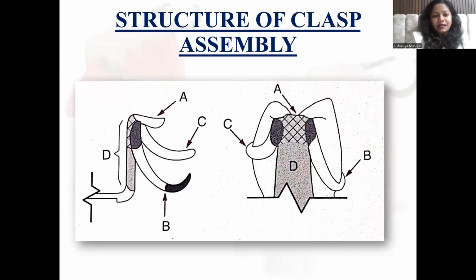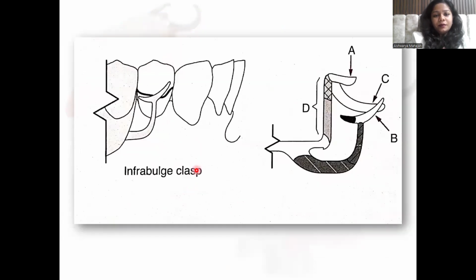Now, the structure of a clasp assembly. It comprises four components. First is this part, which is the rest. Then a retentive arm, a reciprocal arm, and a minor connector. This is the configuration of a suprabulge clasp. For an infrabulge clasp, we also have a rest, a retentive arm, a reciprocal arm, and a minor connector.